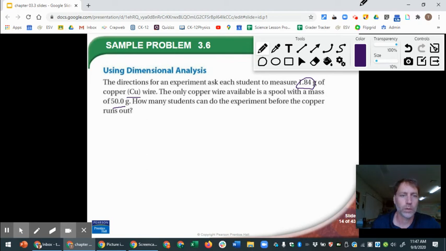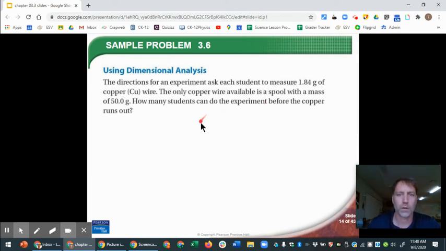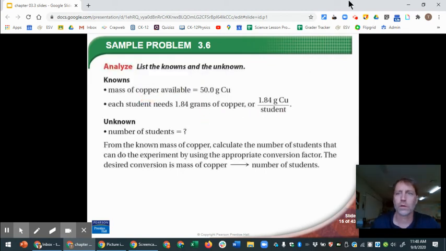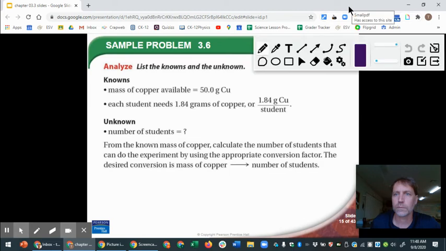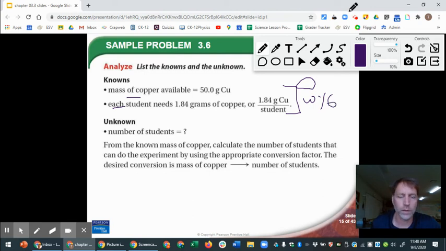Okay, so what we need to do, what do we start with? So let's do some analysis here. Okay, what we got, here's what we got. And what do I need is the number of students, what you need. Okay, so what we have is 50 grams of copper, and we know that each student needs 1.84 grams. So how are we going to convert that?